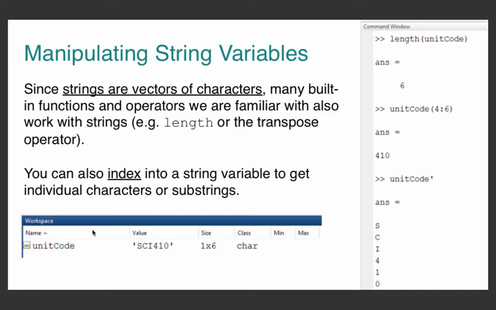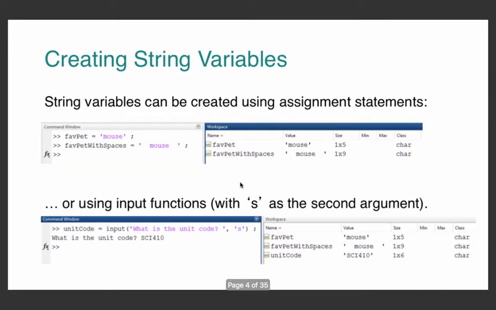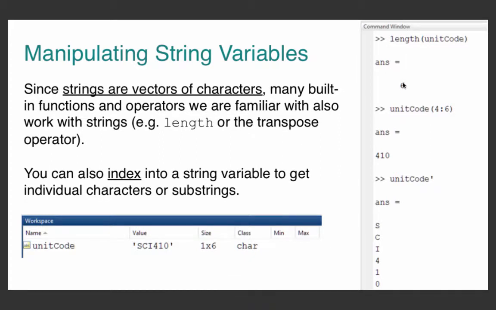The transpose operator also works. Let's just say Unicode from last time, SCI210, right? I've entered that. So its length is 6. If I want to go from the 4th character through to the 6th character, that'll give me the substring. I can transpose it, so instead of being a row vector, now it's a column vector, with each element being a character.